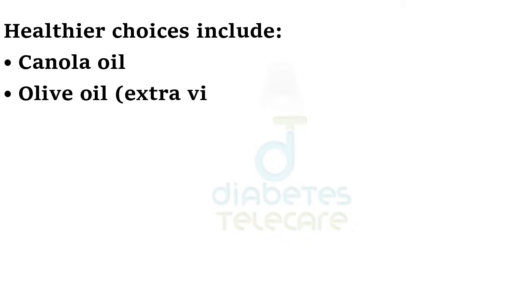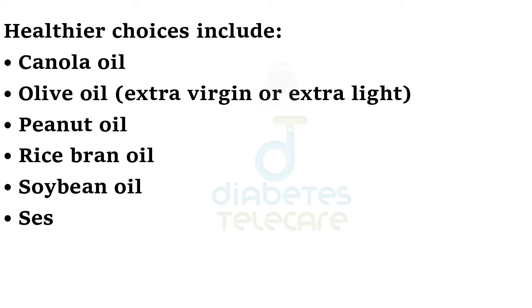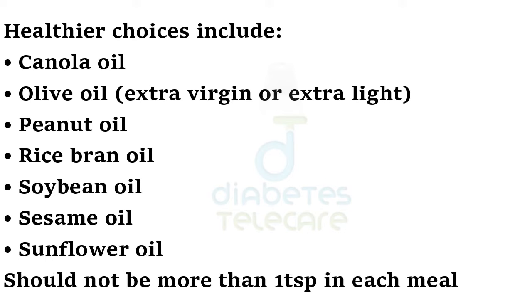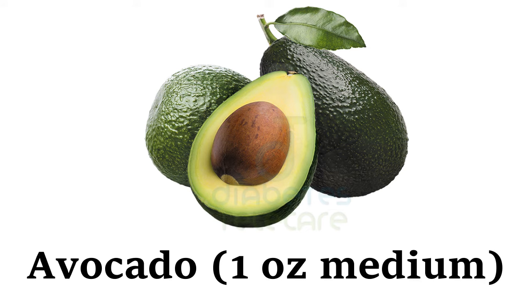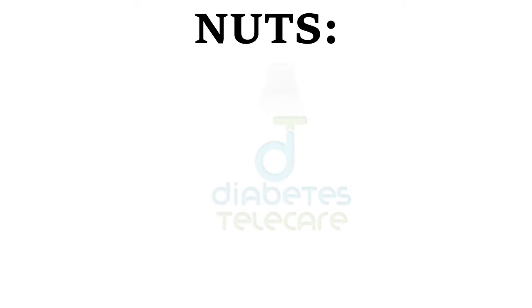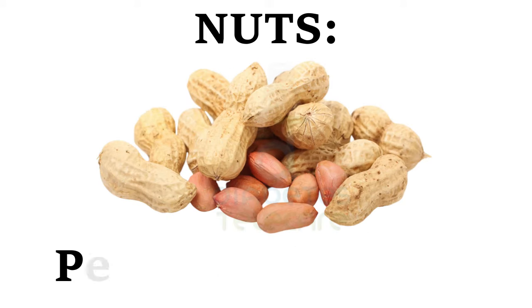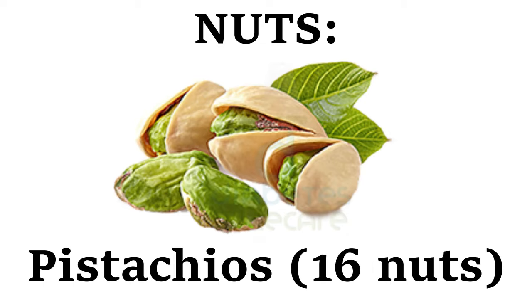Canola oil, olive oil, extra virgin or extra light, peanut oil, rice bran oil, soybean oil, sesame oil, sunflower oil. Should not be more than 1 teaspoon in each meal. Avocado, 1 ounce medium. Nuts. Almonds, 6 nuts. Cashews, 6 nuts. Peanuts, 10 nuts. Pistachios, 16 nuts.